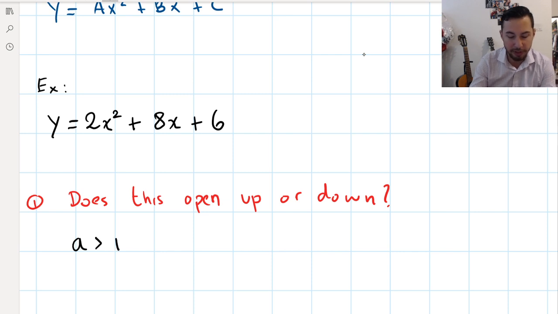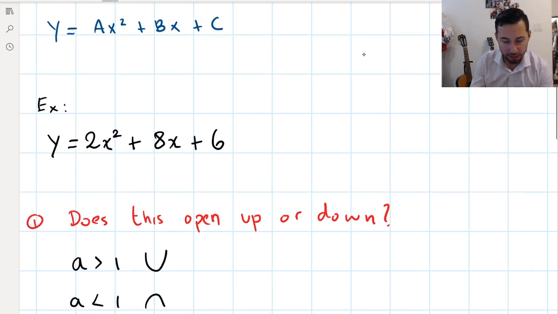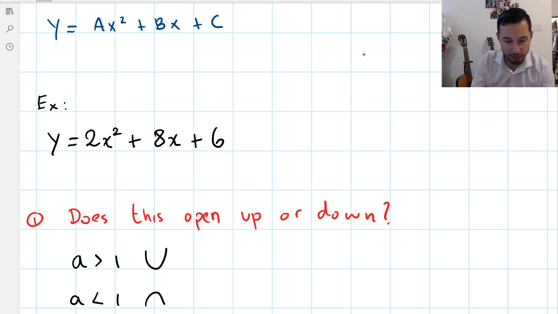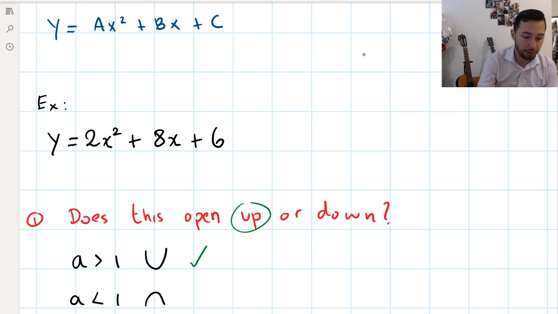So if A is positive, then my parabola opens up. If A is negative, then my parabola opens downwards. And that is it. So I look at A, and again in standard form I have ax squared plus bx plus c, so A is my first value. I look at A, it's a positive 2, therefore my parabola opens upwards. And that is it. That's all I have to do.